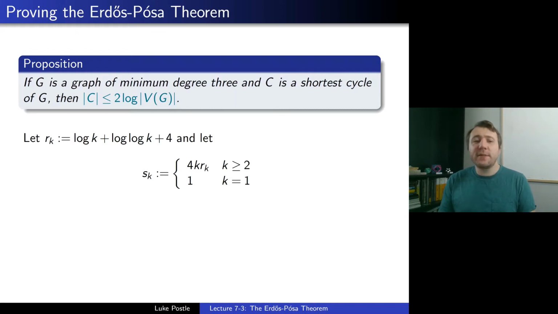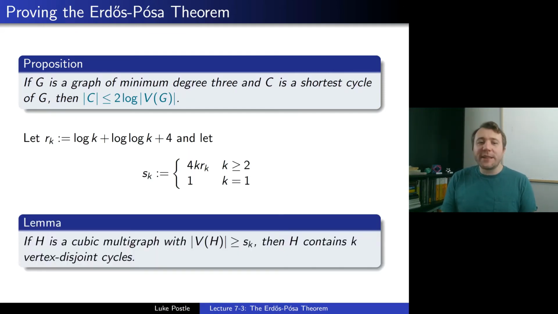So following Diestel, we'll let r_k be log k plus log k plus 4, and we'll let s_k be 4k r_k with k at least 2, and 1 if k is 1. And why are we defining those? Well, we're going to have the following key lemma: if H is a cubic multigraph where |V(H)| is at least s_k, then H contains k vertex disjoint cycles.